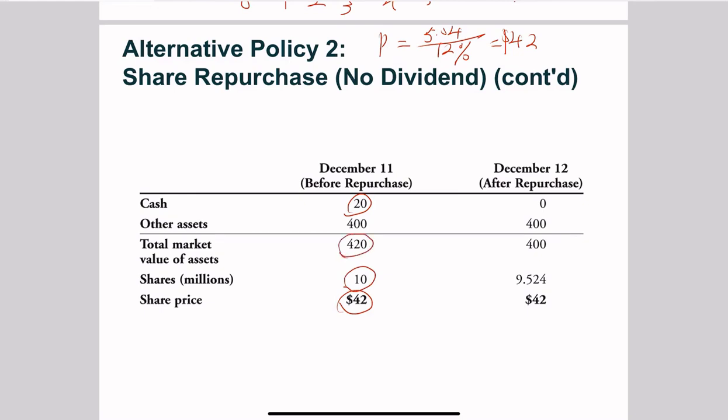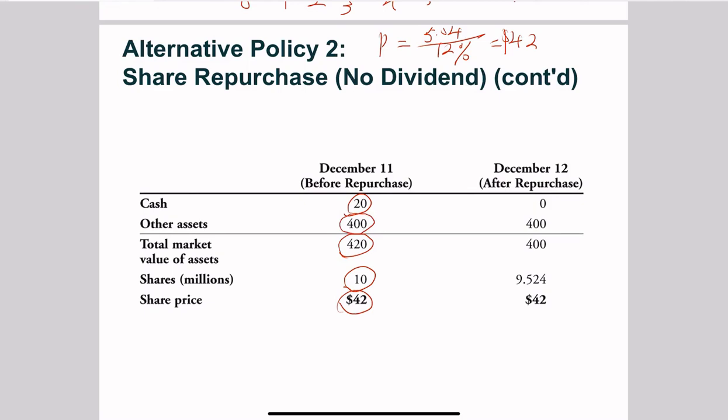And then we know that this is an all equity firm. So basically, the market value of the firm's asset equals the market value of the firm's equity. Because the market value of the firm's equity is 420, obviously, the total market value of assets would be 420. So we could say the other assets have a value of 400. And next, the share repurchase will happen.